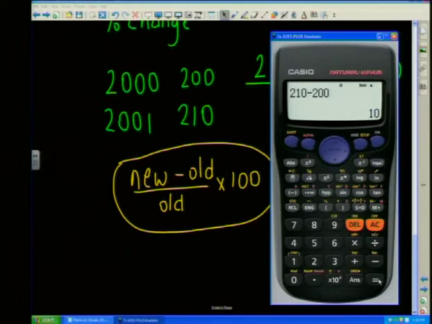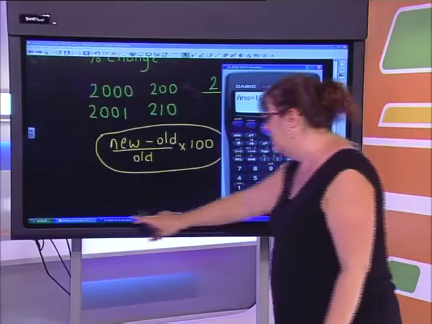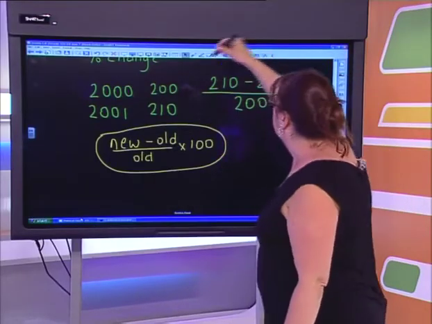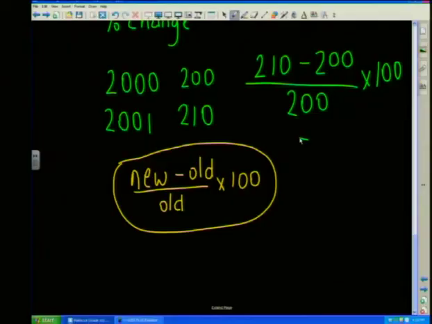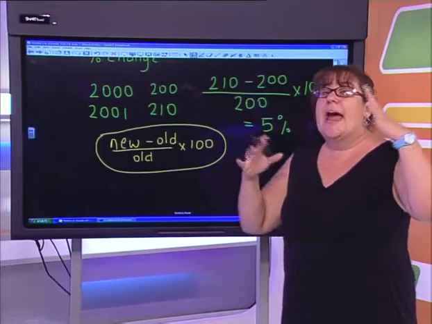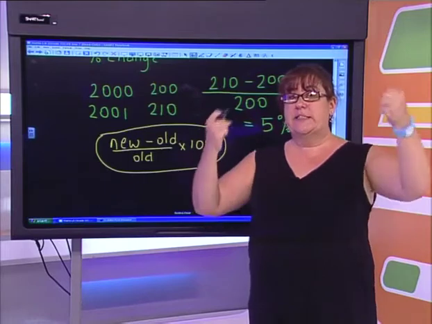Now I'm taking that 10 and I'm dividing it by the original amount, which was 200. And I'm going to press equals again, and then I'm going to times by 100 because it's a percentage, and I see that it is 5%. It's a positive number. We'll discuss that in a second. So what color was I using? Green. So that's equal to 5% change. Now, I told you it was a positive number. What does that positive number mean?